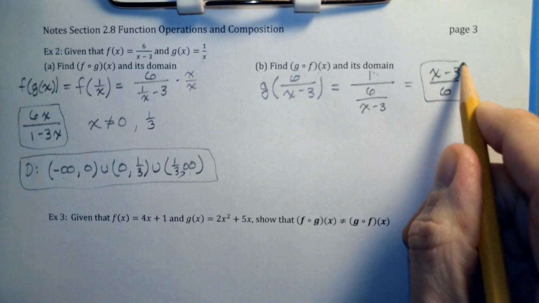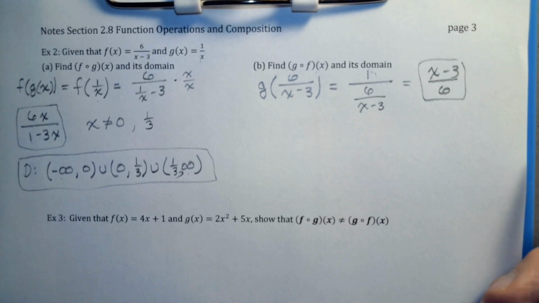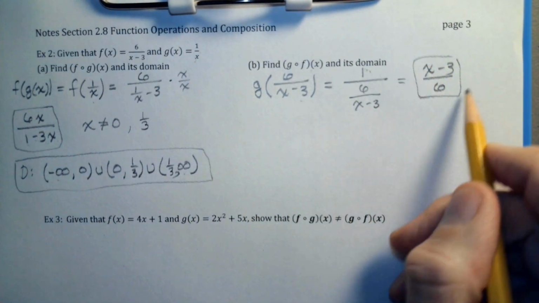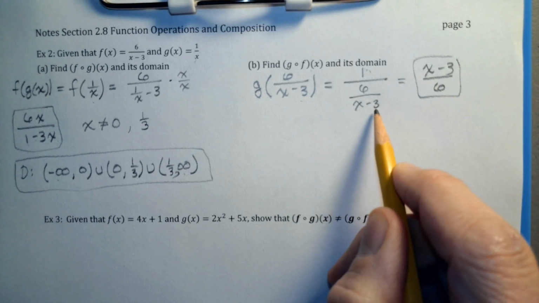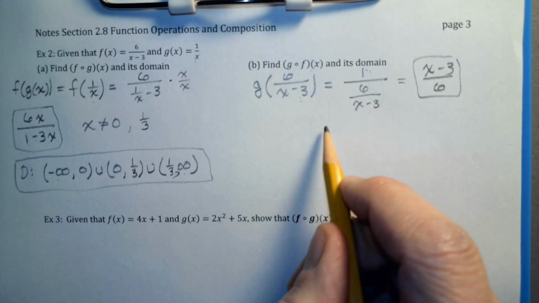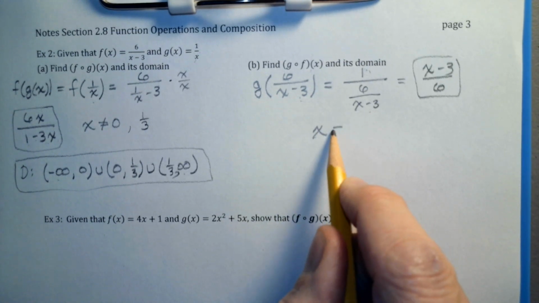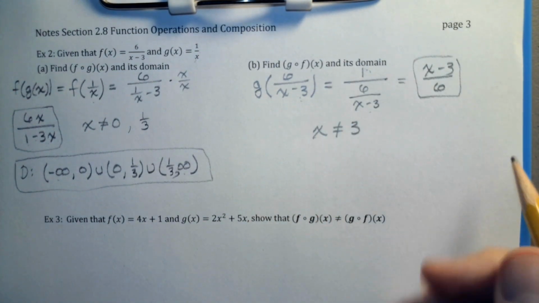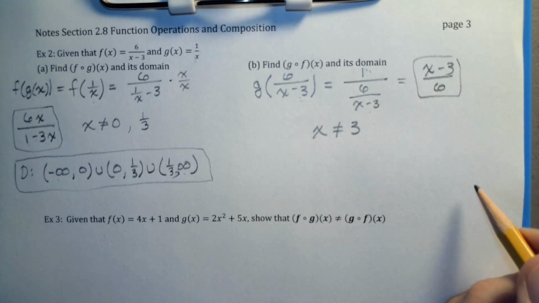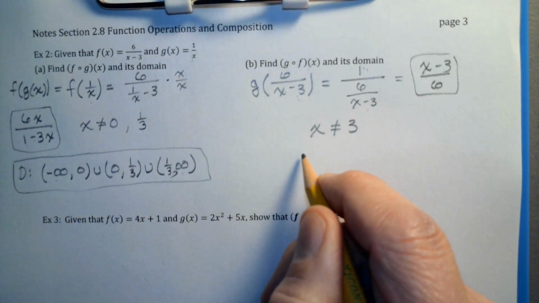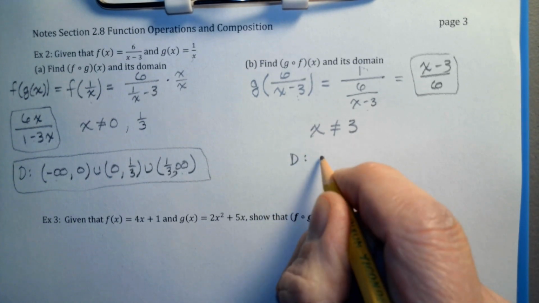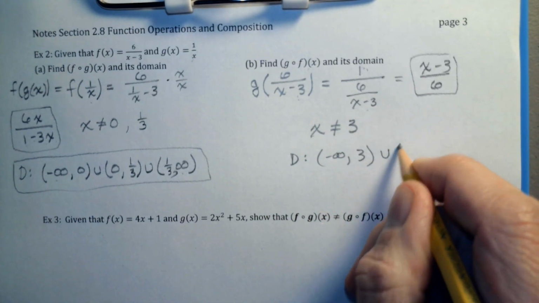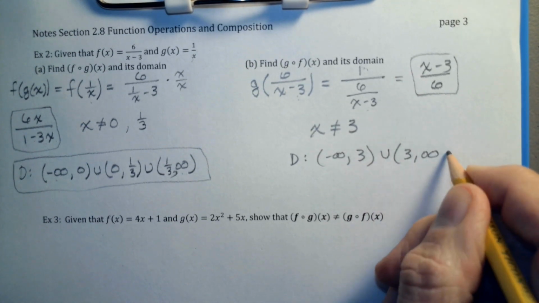And then any restrictions on that? Well, the restriction in this case, this doesn't have anything that's bad in it, right? It's this thing, the denominator of the original fraction, that can't be 0. So x cannot equal 3 in that case. And so then the domain would be what? Negative infinity to 3 or 3 to infinity.